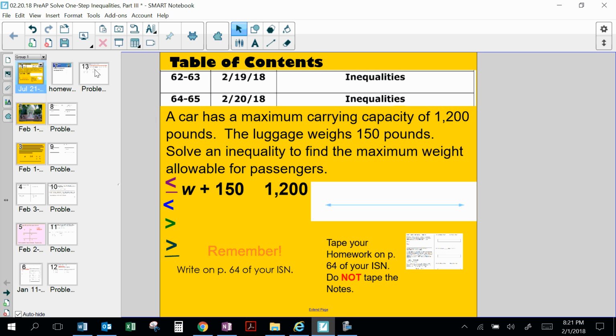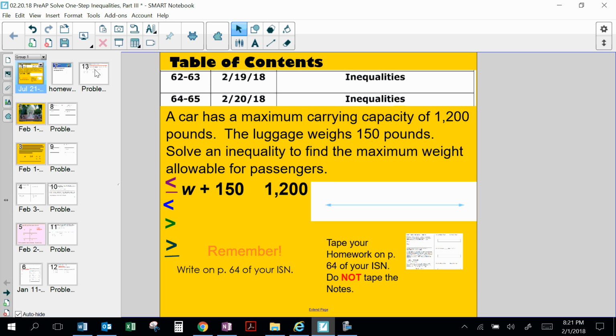This lesson is over solving inequalities, part 3. A car has a maximum carrying weight capacity of 1,200 pounds. That's the maximum it can carry. The luggage weighs 150 pounds. Solve an inequality to find the maximum weight allowable for passengers.